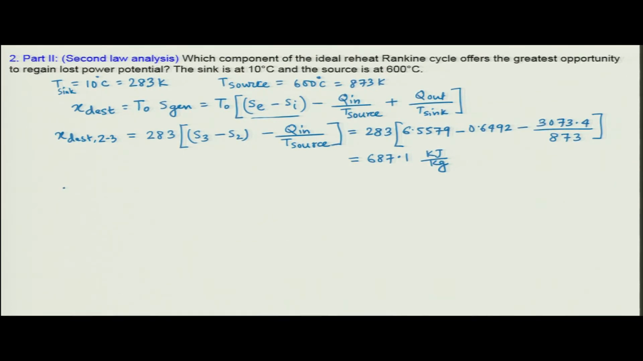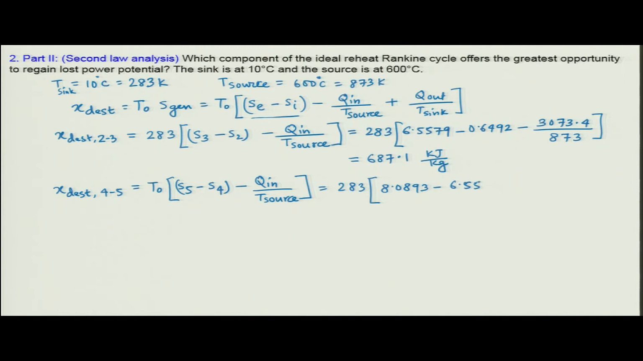Okay. So, next I will move to process 4 to 5, that is again another heat addition during the reheating. During 4 to 5, it will be T naught multiplied by S5, the end point, minus S4, minus again heat is supplied, so Q in divided by the T source. If I plug in the numbers, it is 283, S5 is 8.0893, S4 is 6.5579, and heat addition here is 848.1 kilojoule per kg, and source temperature is 873 Kelvin. So, you calculate exergy destroyed during process 4 to 5 as 161.6 kilojoule per kg.